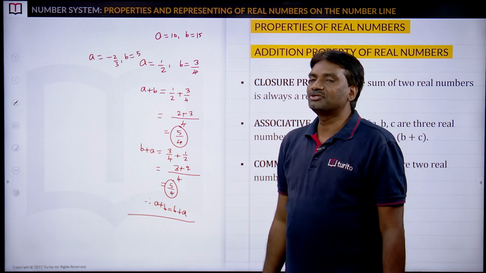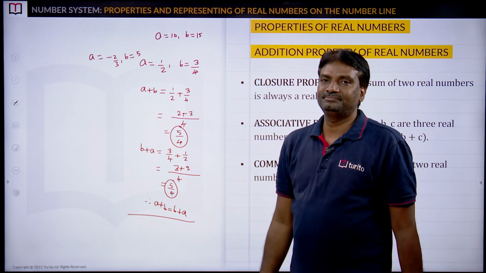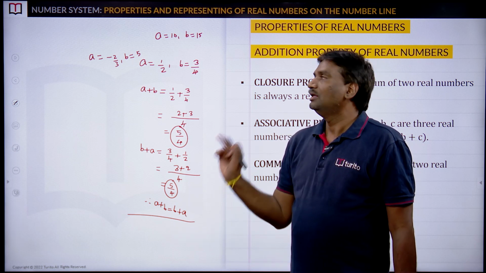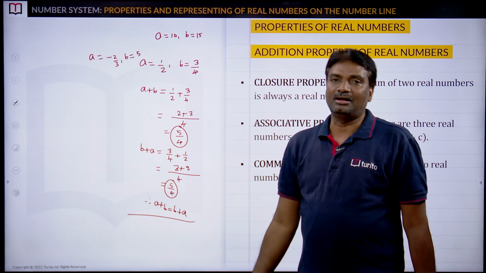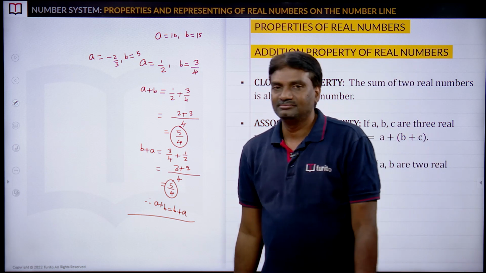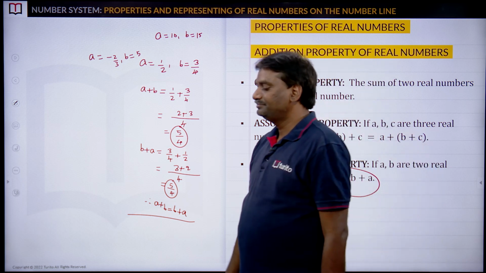So, a equal to minus 2 by 3 and b equal to 5 are given. So, what is your answer? Whether they follow commutative property or not. So, yeah, once check your answer.